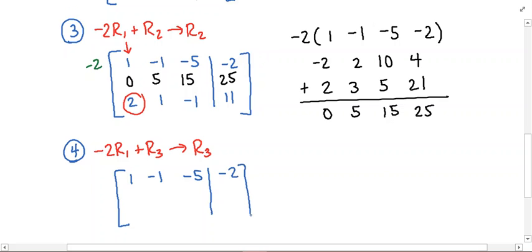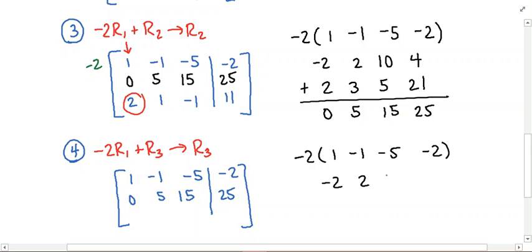And also leave row 2 alone. Okay, let's go out to the side and do our work. So we're going to do -2 times row 1. That's going to give us -2, +2, +10, +4. Add it back to row 3.